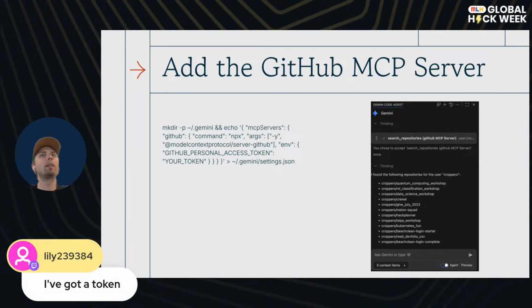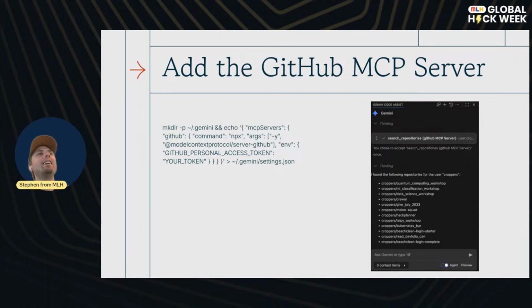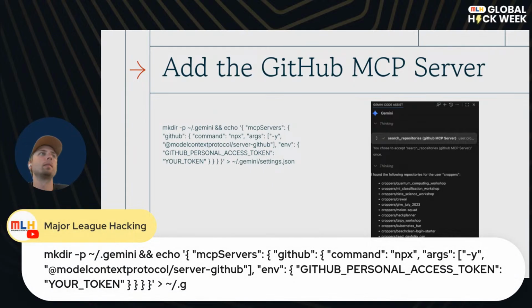Okay, awesome. A few people are getting tokens. Way to go, Lily, Priscilla, and Kalito. Awesome work. And that means we can now get to our step where we add this token and we add an MCP server to Gemini Code Assist. So you're going to do the following command. I've pasted it in the chat, and it's up here on the slides too.